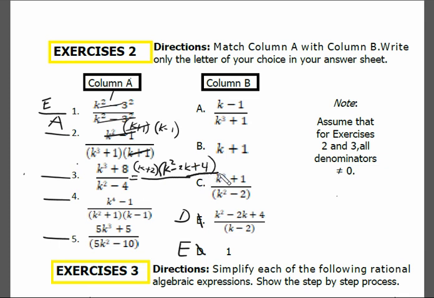Okay, I hope you guys can still follow me. This is k plus 2 times quantity k minus 2. So we can cancel this out. It is 1. So let's try to locate which letter corresponds to this: k squared minus 2k plus 4 all over k minus 2. So this is it. Number 3 is letter D.